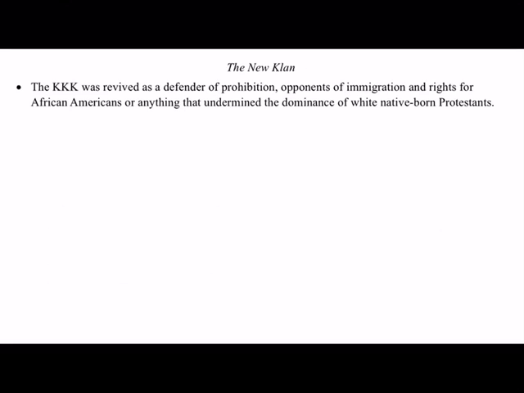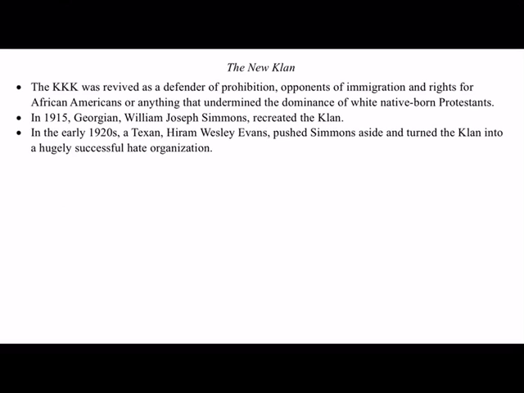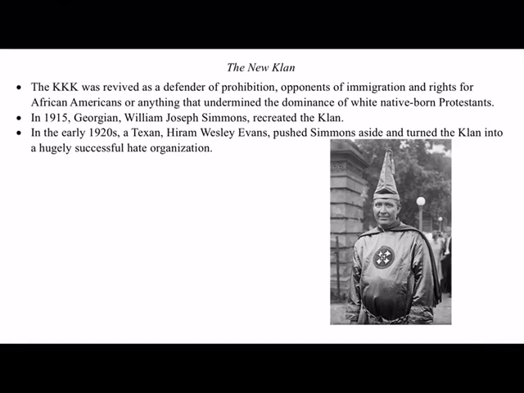So the KKK was revived as a defender of prohibition, opponent of immigration and rights for African Americans, and anything that undermined the dominance of white, native-born Protestants. In 1915, Georgian William Joseph Simmons recreated the Klan. In the early 1920s, a Texan, Hiram Leslie Evans, pushed Simmons aside and turned the Klan into a hugely successful hate organization aimed at African Americans, immigrants, Catholics, Jews, and anyone violating prohibition laws.